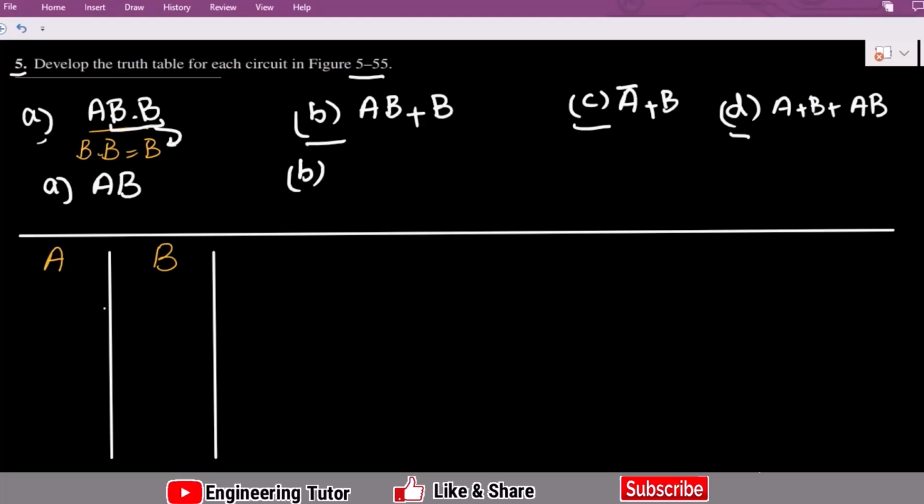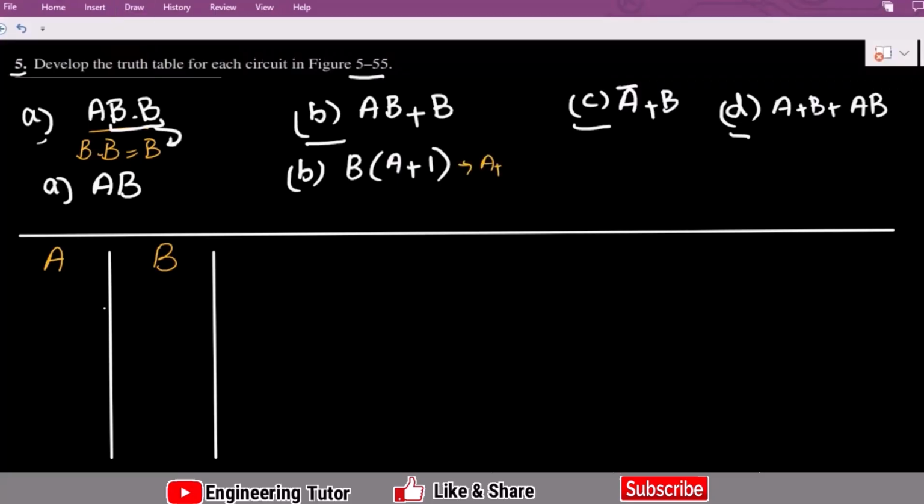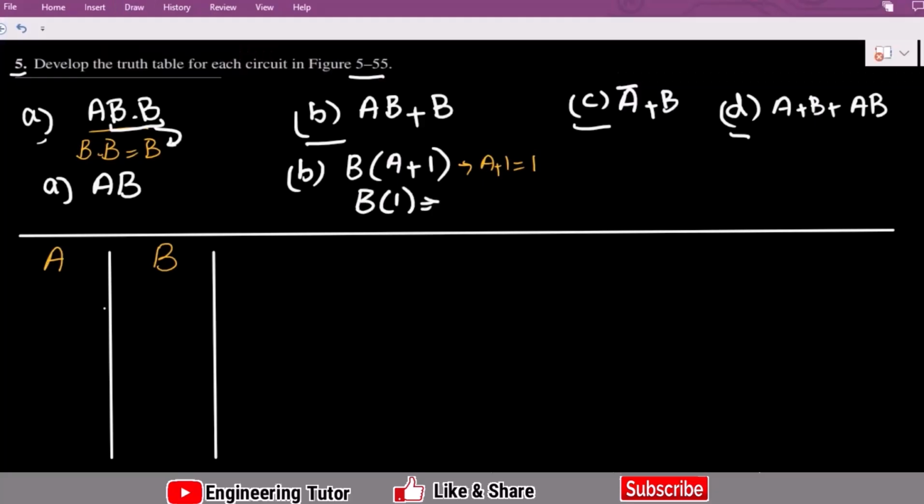For part B, we can very easily see that by taking this B common from here, I can get B(A plus 1). According to Boolean algebra, we know that A plus 1 is always 1, because anything plus 1 is always 1. So the simplified version is B multiplied by 1, which ultimately gives me B.